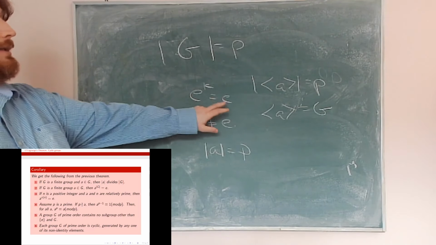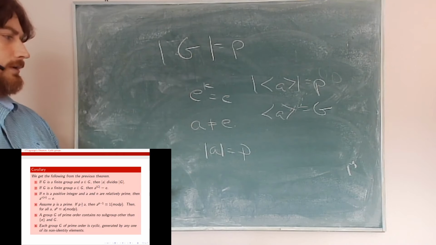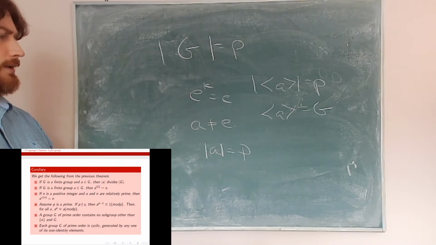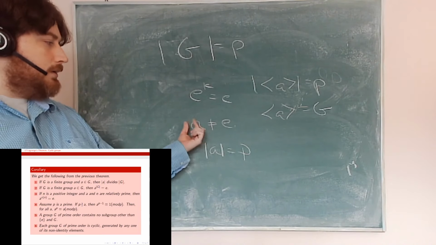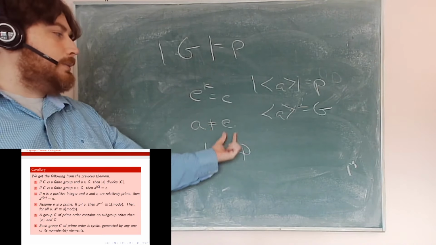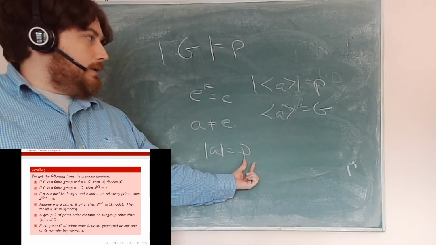So if I start with the identity, the group generated by the identity is just the group consisting of the identity. But if I pick something that's not the identity, the order of a cannot be 1 because a to the 1 is not the identity. Therefore, the order has to be p.